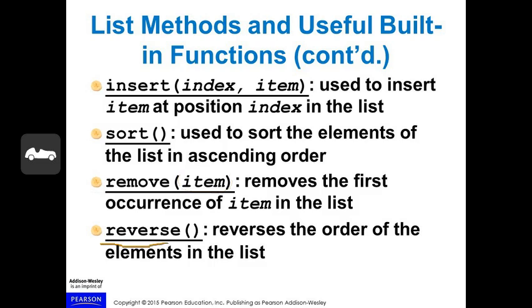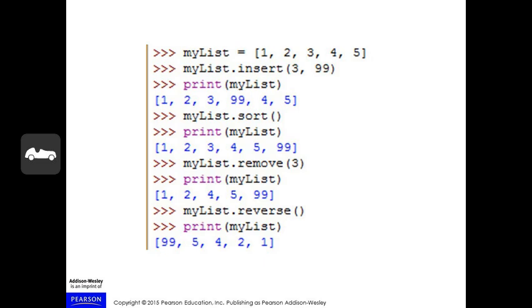Again, some examples here. My list is 1, 2, 3, 4, 5. Insert at position or index 3 the item 99. Index 3 is 0, 1, 2, 3. So at this position, I need to insert 99. That's why the result is 1, 2, 3, 99, 4, 5. So 4, 5 is shifted to the right, toward the end.